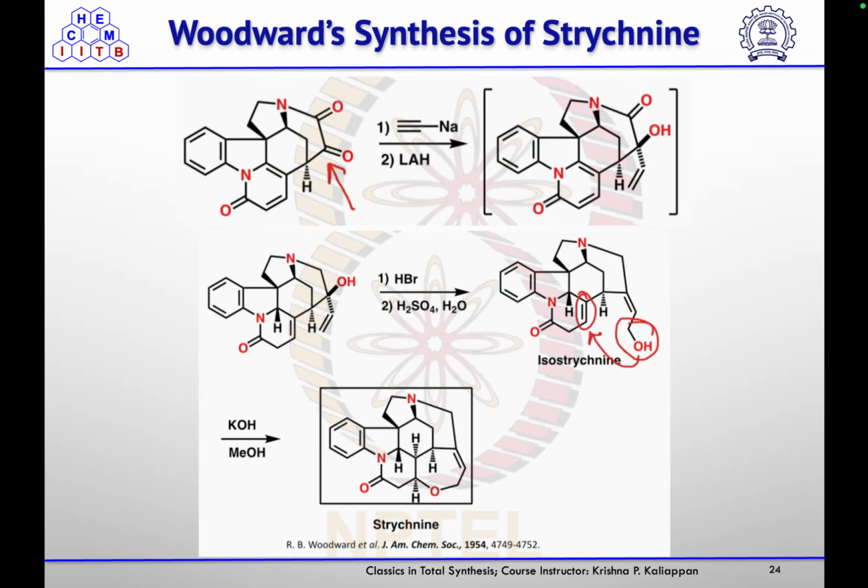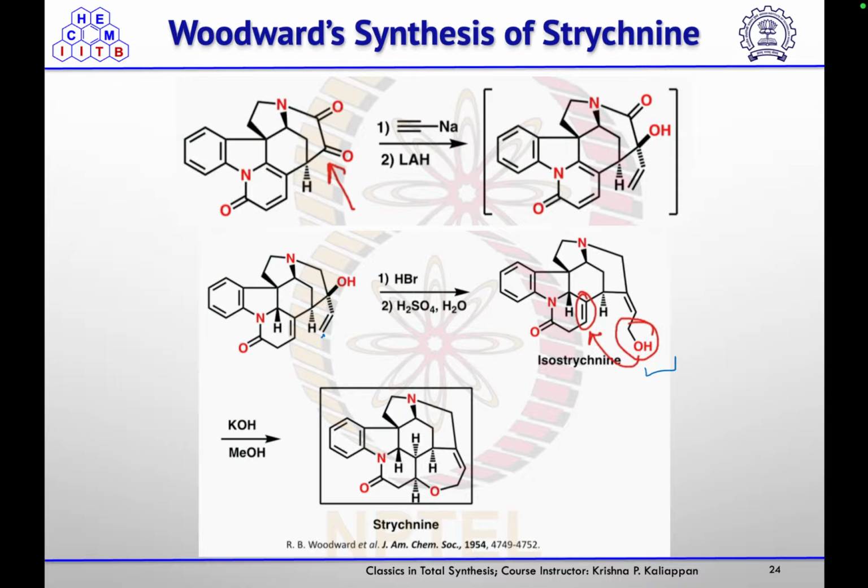Then using this sodium acetylide they treat this ketone. So sodium acetylide will add to the ketone to form the corresponding tertiary alcohol. Then using LAH, they reduced the corresponding lactam to the corresponding amine. And then on treatment with HBr, they did this allylic isomerization. So this will get protonated, and then the double bond will migrate, and again water will attack at the terminal position to give you this allylic alcohol.